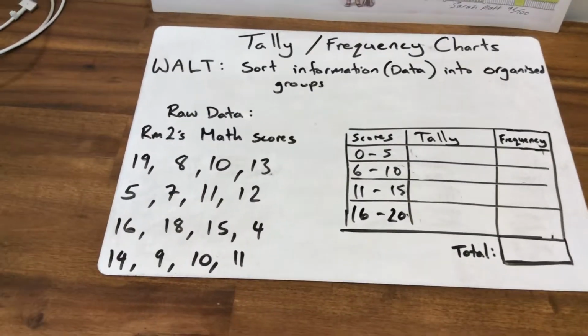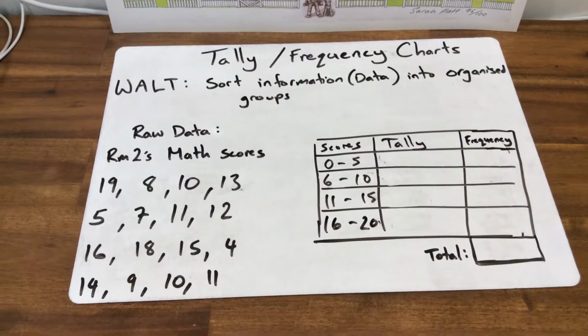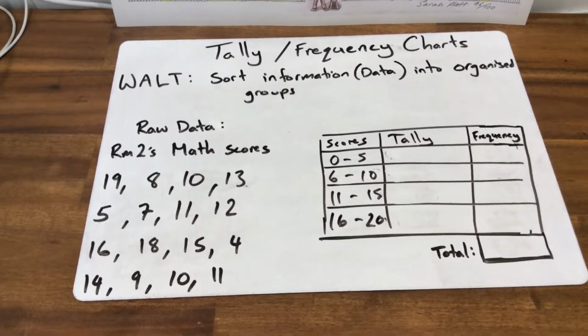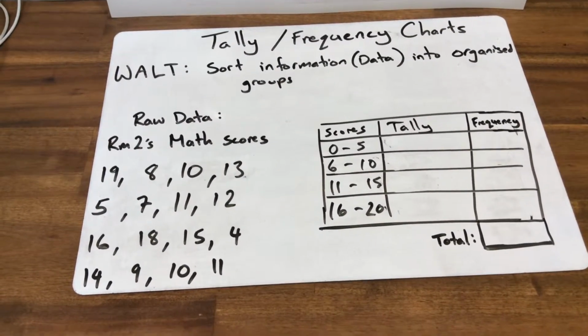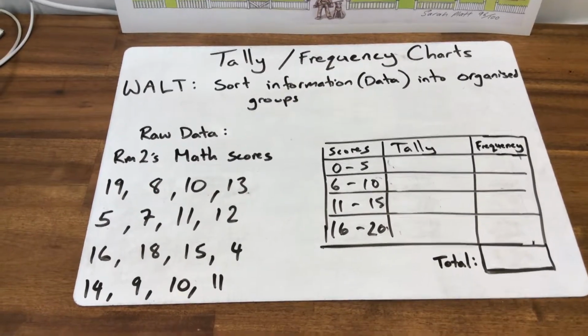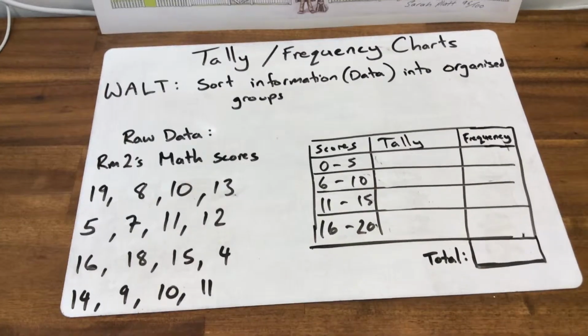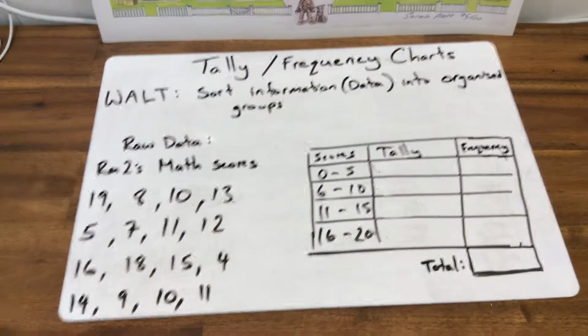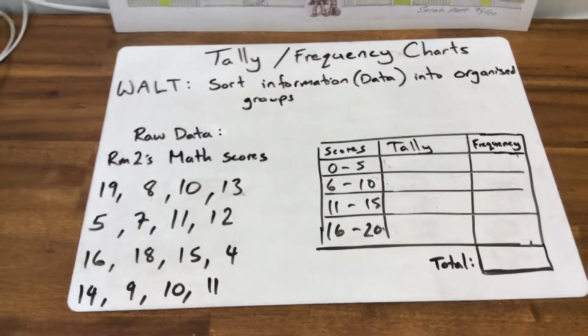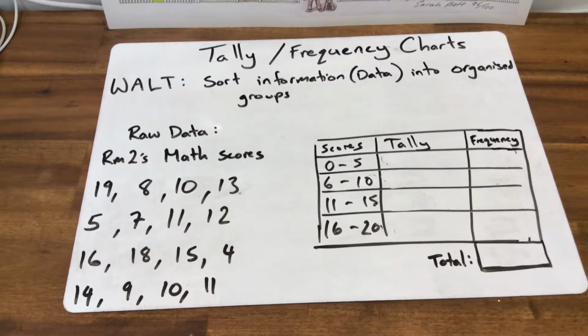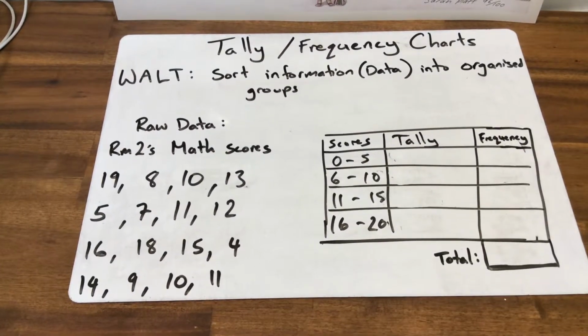Now I'm going to use my set of raw data. These are the math scores from room 2 in our imaginary maths test, where they called out their answers to me. So now I'm going to organize that data into my tally chart. I'm going to cross them off as I go so I don't double up on any results.